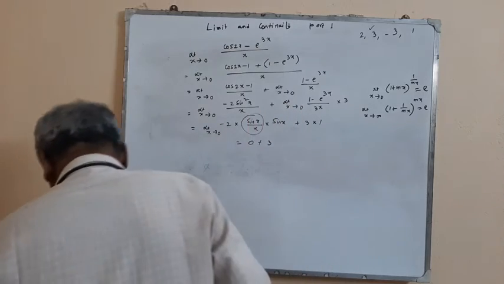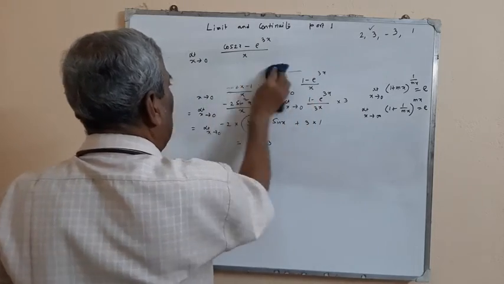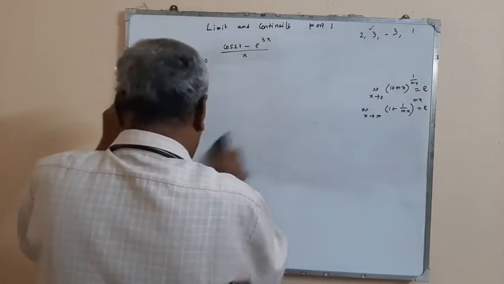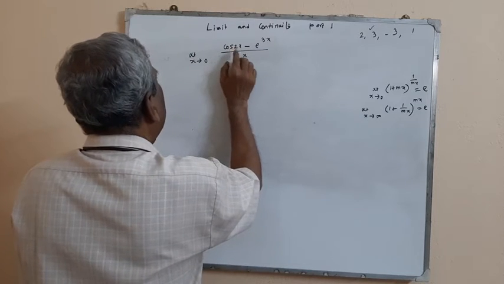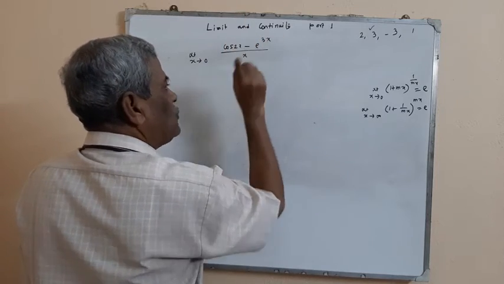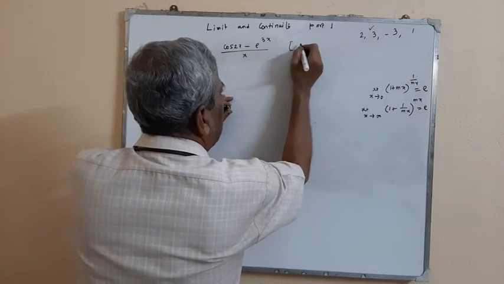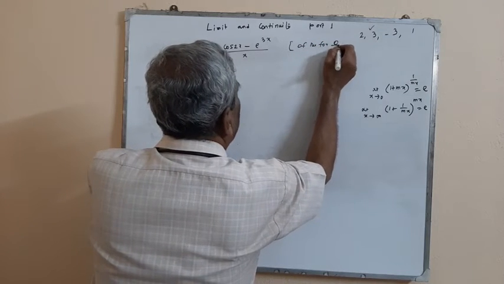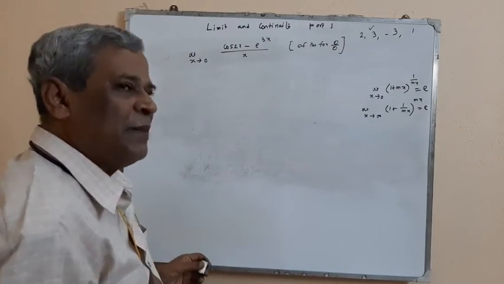Now this can be done, I think, more easily by using L'Hospital rule. How to apply it? I told you, if by putting x equal to 0, the numerator becomes cos 2 into 0, which means cos 0, which is 1, and e to the power 0 is 1. So 1 minus 1 is 0, by x is 0. So it is of the form 0 by 0, so we can say L'Hospital rule is applicable.